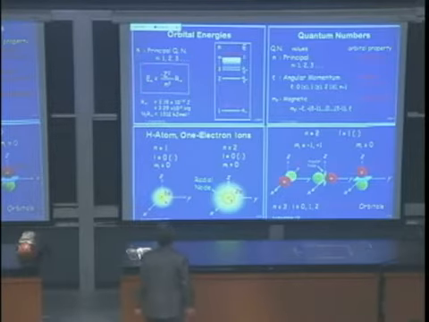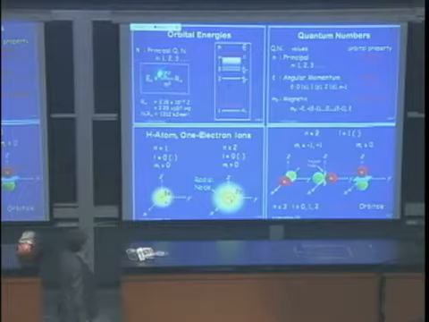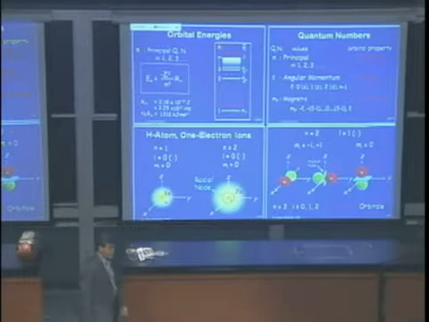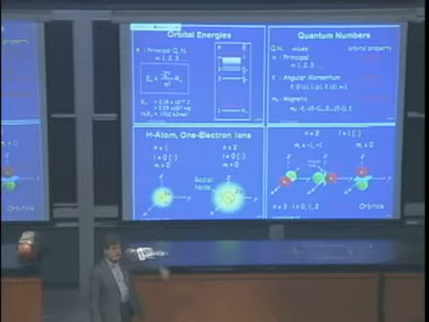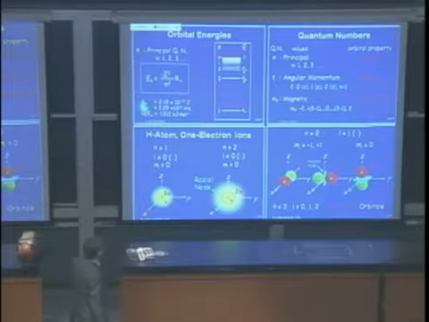So it says the energy of the nth level is minus the number of protons, the atomic number, divided by the level number. That's the principal quantum number. Level 1, level 2, level 3, and so on. We did this in the review on Friday. And this is an energy, okay?